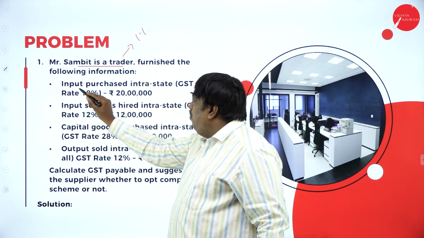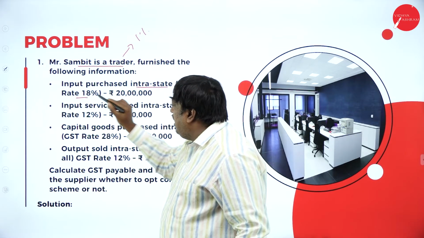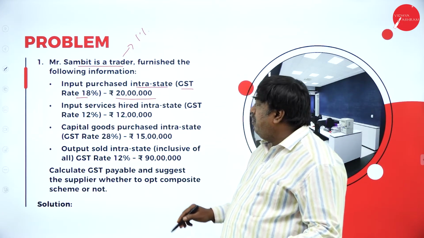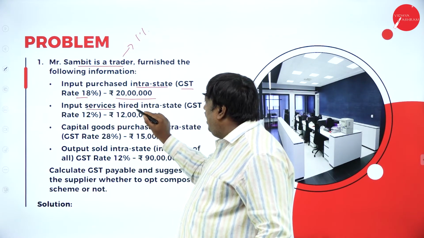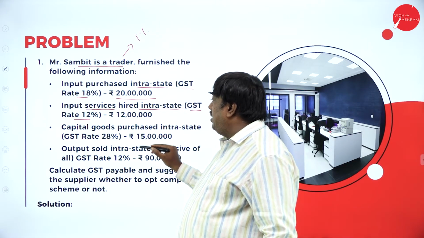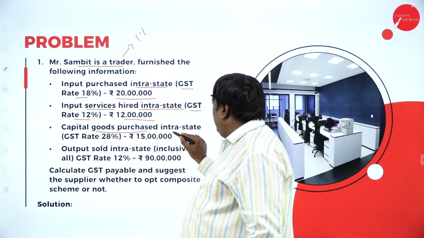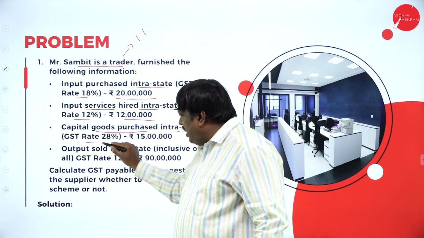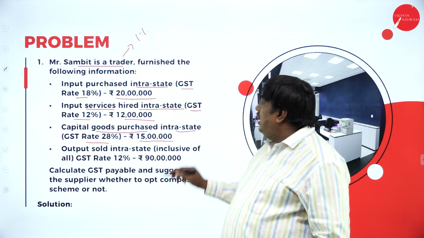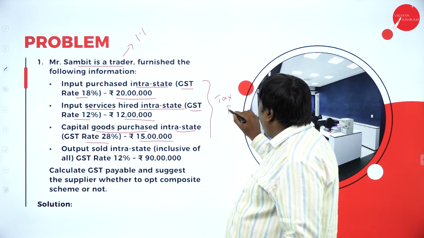Now, input purchased intra-state, GST rate is 18%, and the total value is 20 lakhs. Input services availed intra-state, GST rate charged was 12% on 12 lakhs. Capital goods were purchased intra-state, GST rate is 28% and the amount was 15 lakhs. So all these are tax paid.